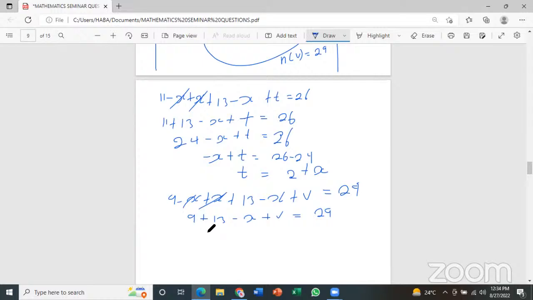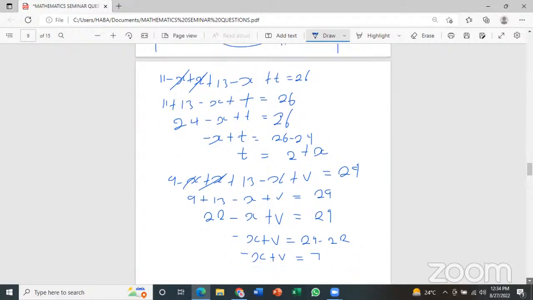This will be 22 minus x plus v equals 29. I'll do the same. I carry 22 to the other side, its sign will change. I have negative x plus v equals 29 minus 22. And the value I get after subtracting will be 7. So negative x plus v equals 7.